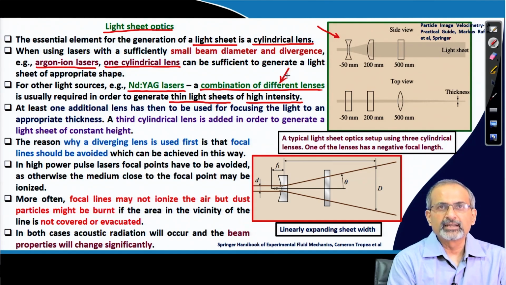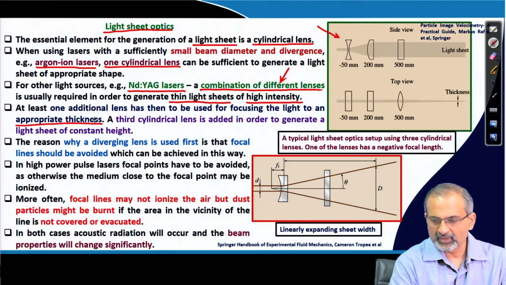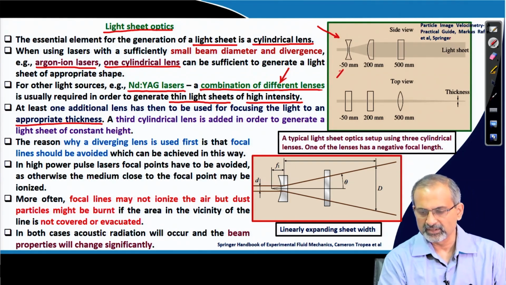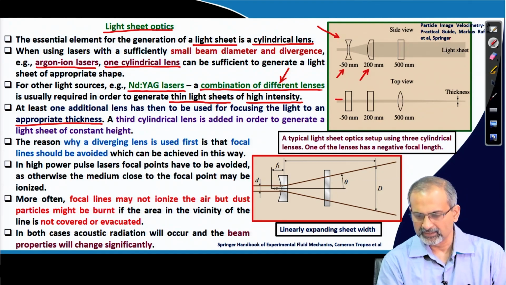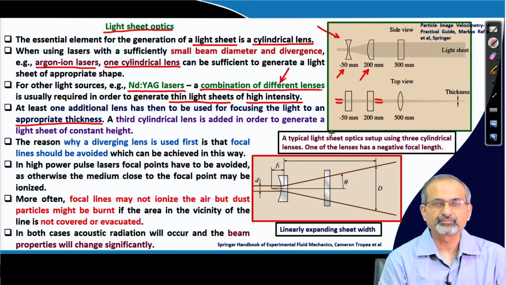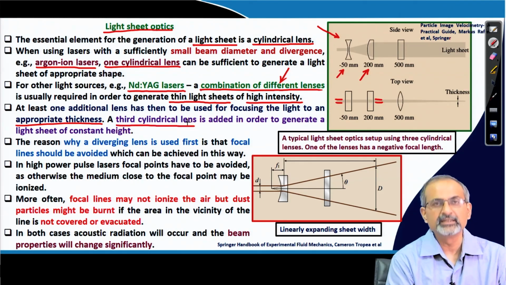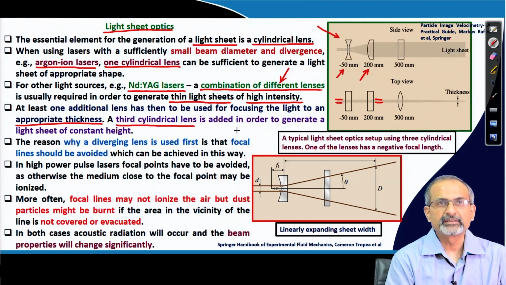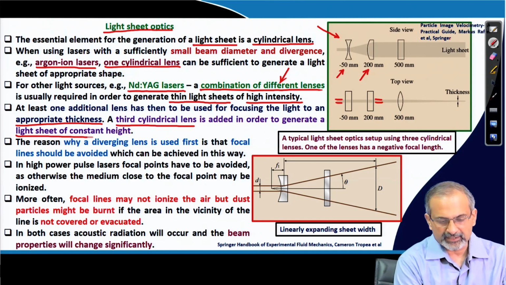At least one additional lens has to be there for focusing the light to an appropriate thickness. So, you start with a cylindrical lens and then add on one more, so that the thickness that you have originally is well controlled after the second lens, and then you go for a third cylindrical lens which generates the light sheet of constant height.